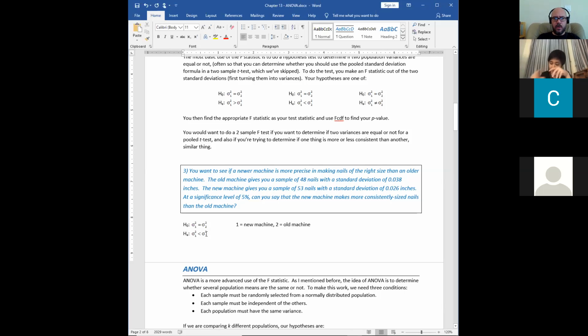So that's why I'm doing new machine is lower than the old machine. To test that, I'm going to make a ratio, S1 squared divided by S2 squared. And we do want to square these, and these are S's, these are not sigmas.